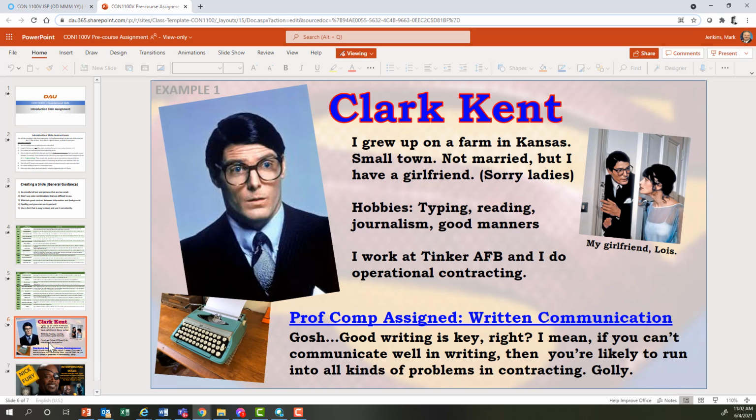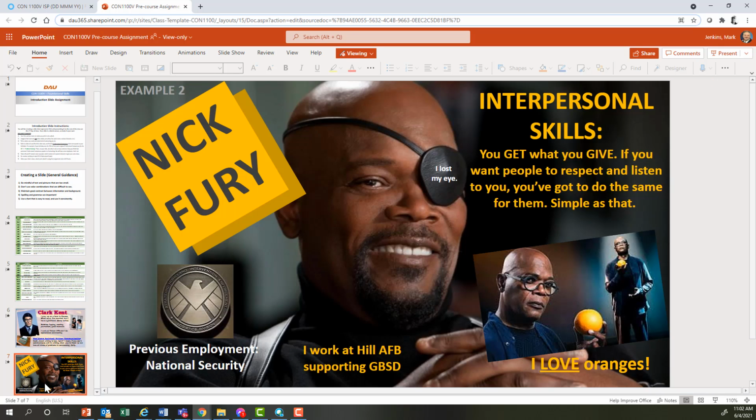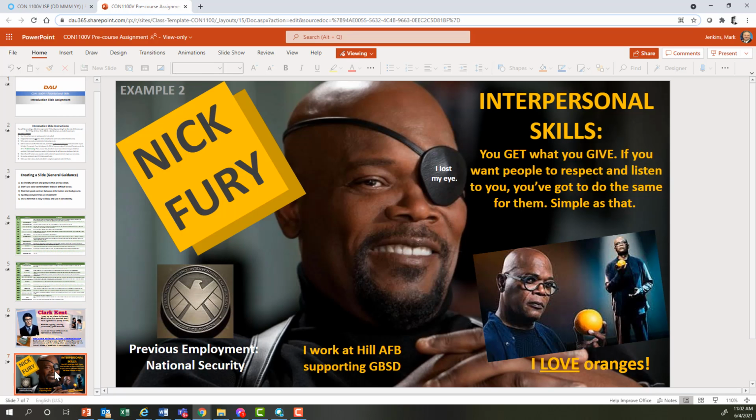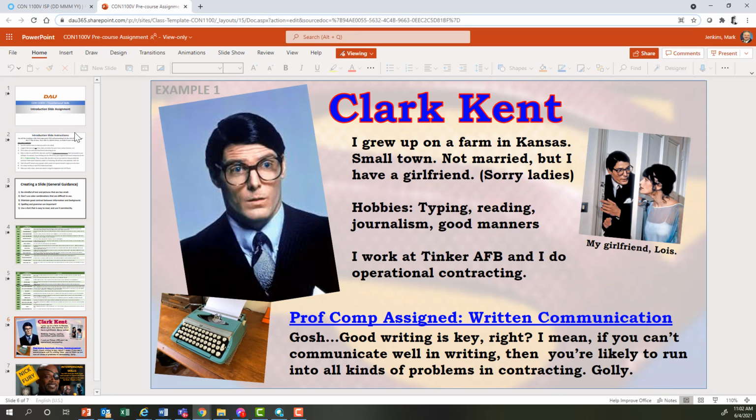Okay, so here's some examples of maybe what a slide will look like. So here's example 1 and here's example 2. Okay, so the students are going to be creating a slide similar to this. They're going to be submitting it prior to the first day of class, and then you as the instructor will need to compile these slides into a single slide deck and present them in order when you do the introductions on the first day of class in the live introduction class session. Okay, and that is the pre-course assignment.